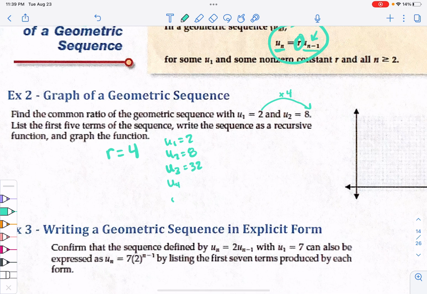The fourth term and the fifth term, first 5 terms. 32 times 4 is 128. And then 128 times 4, I've got to think. I'll just multiply it out. I don't have a calculator.